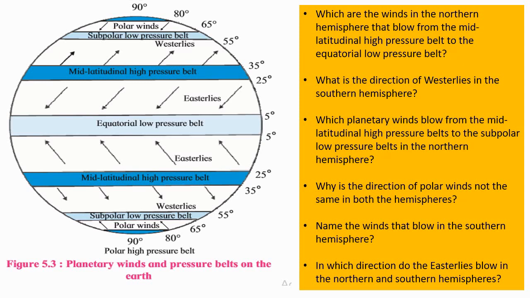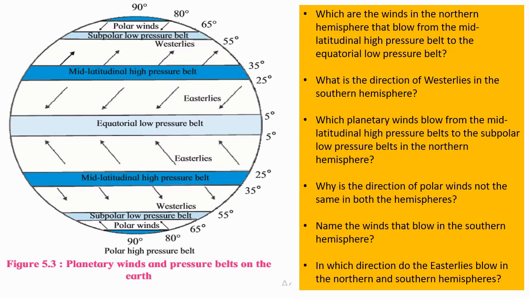The rotation of the Earth causes the change in the direction of winds in both the hemispheres. So, in the northern hemisphere, winds get deflected towards the right of their original direction, whereas in the southern hemisphere, they get deflected toward the left of their original direction. Therefore, polar winds blow from northeast to southwest in the northern hemisphere and from southeast to northwest in the southern hemisphere.